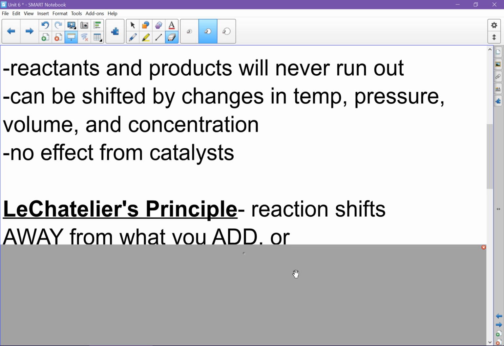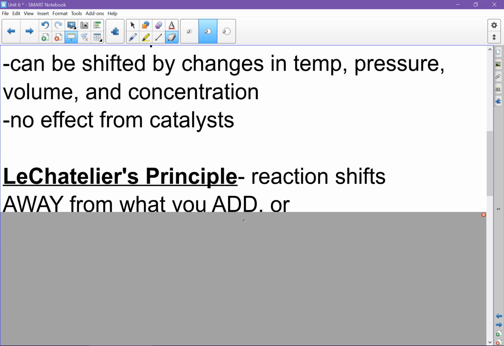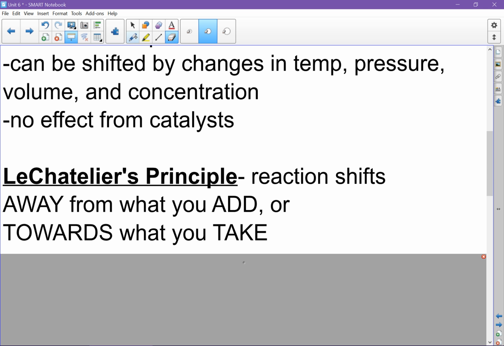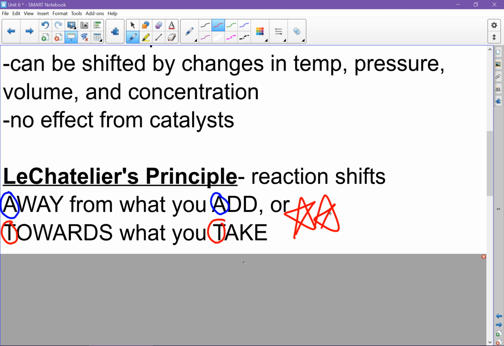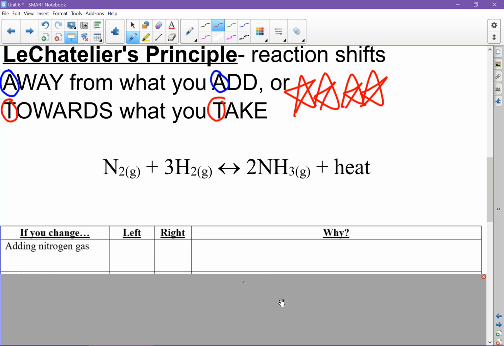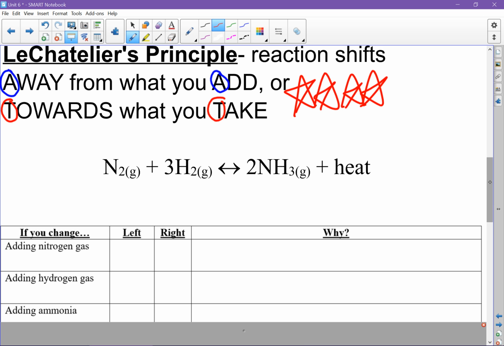Okay? When we use Le Chatelier's principle, you can shift or you can push the reaction. It will go away from what you add and towards what you take. So notice that this was worded really specifically so that the letters match. It goes away from what you add, so it's got A's, and it goes towards what you take. So this is the phrase that you need to get in your head. This is the super important thing today. Now let's talk about what that means with some examples. So we've got this chemical reaction right here.